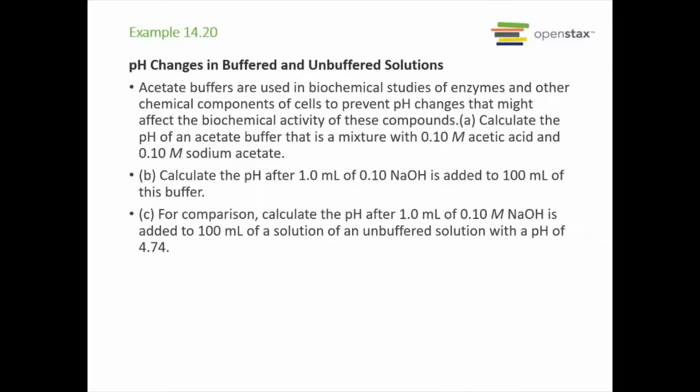So let's go ahead and look at an example, looking at pH changes in buffered and unbuffered solutions. The first part, we want to find the pH of an acetate buffer that is 0.10 molar acetic acid and 0.10 molar sodium acetate. And then the second part is calculate the pH after we add some sodium hydroxide, and then we have a comparison. So I'm going to go ahead and go on a blank screen, and we're going to start with part A.